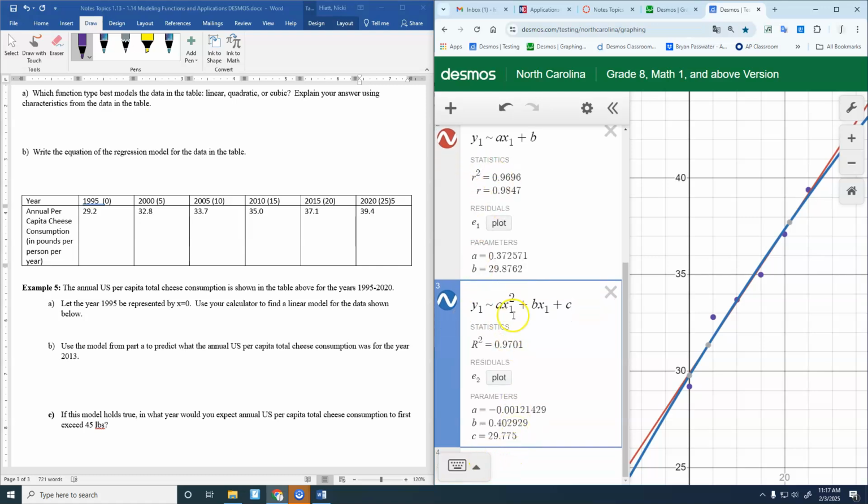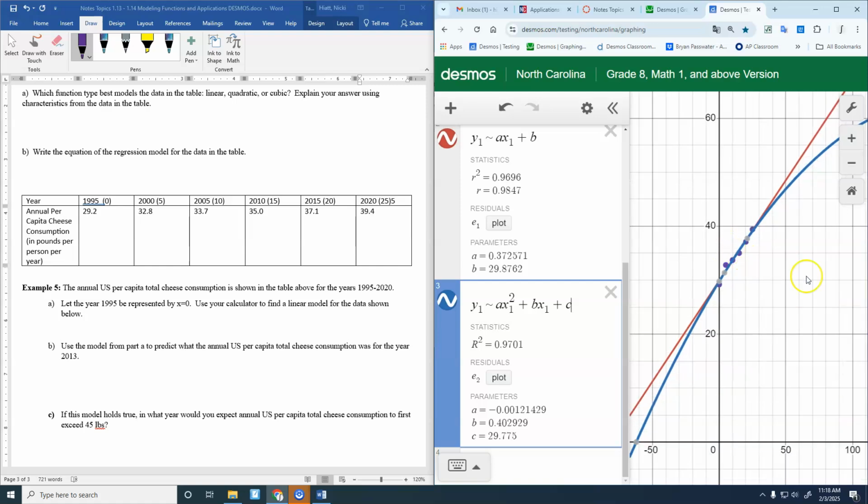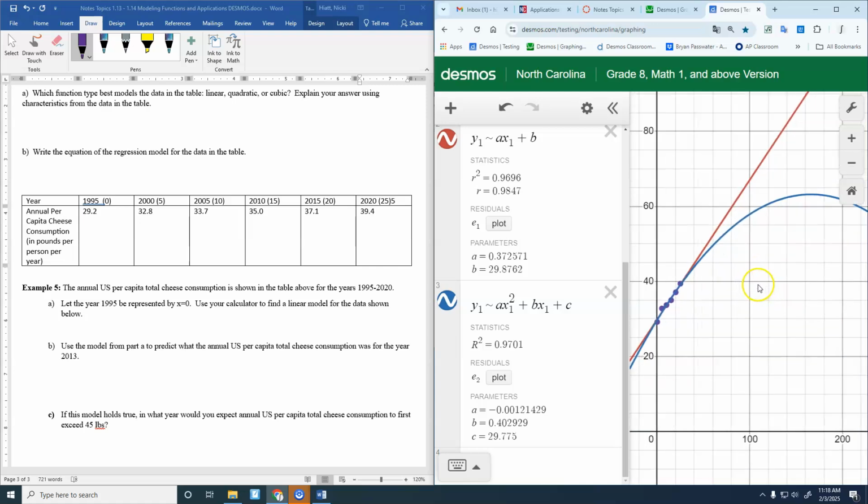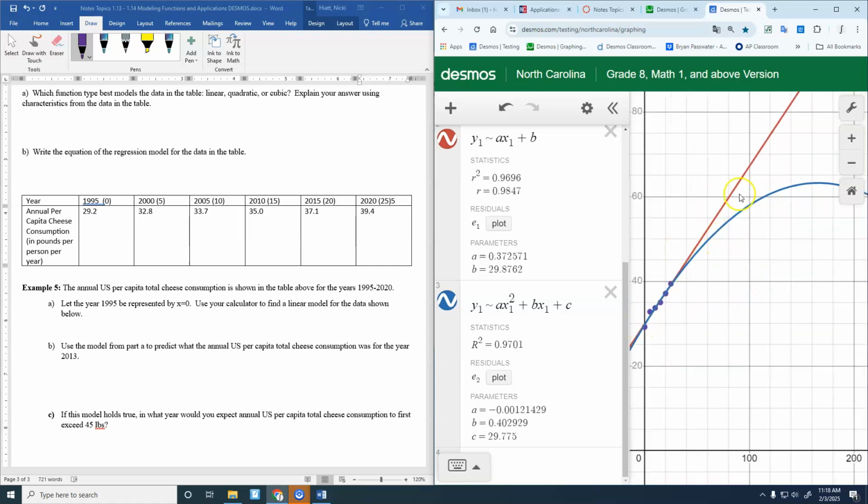When I want to compare these, I look at my r squared values right here. R squared for this one is 0.97. R squared for this one is 0.969. The quadratic is very slightly better. But if you zoom out, notice cheese consumption takes a downturn here. Now, first of all, this is 200 years away from now. It's probably not a good idea to make predictions on cheese consumption that far out. But you might need to consider other data to choose which one. This one told us to do linear, so I'm going to do linear.